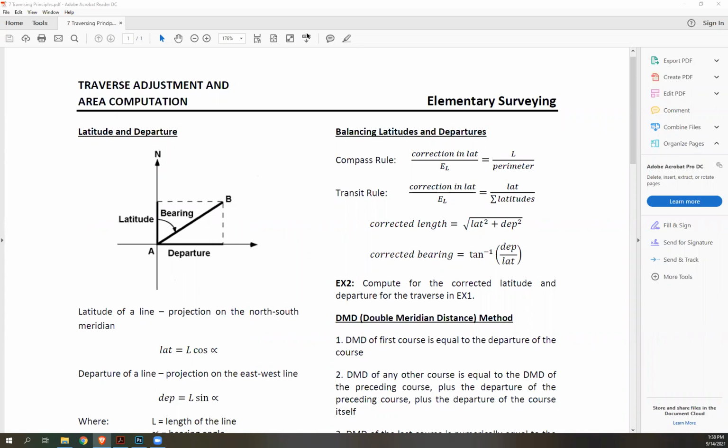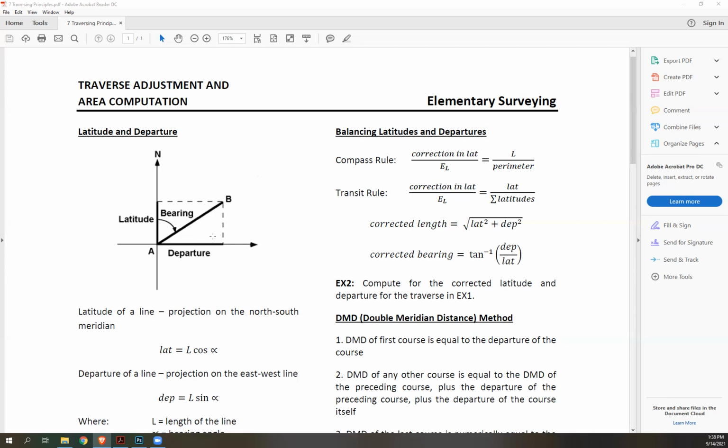So for today, we're going to start with the topic traversing principles, specifically, again, traverse adjustment and area computation. Remember, I gave you a homework to define certain terms because those are the terms that we'll use in this topic, namely your latitude and departure. So latitude of a line is simply the projection on the north-south meridian. While the departure is the projection on the east-west line. So based on this drawing, it's easy to figure out what is latitude and departure.